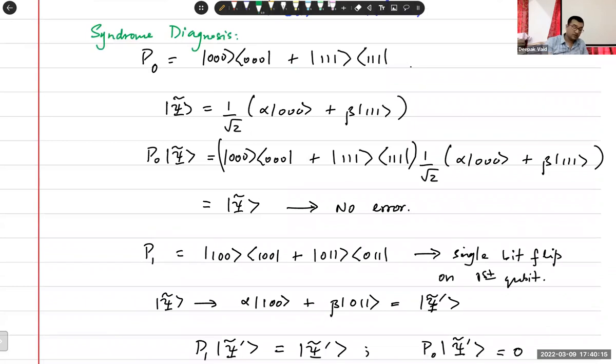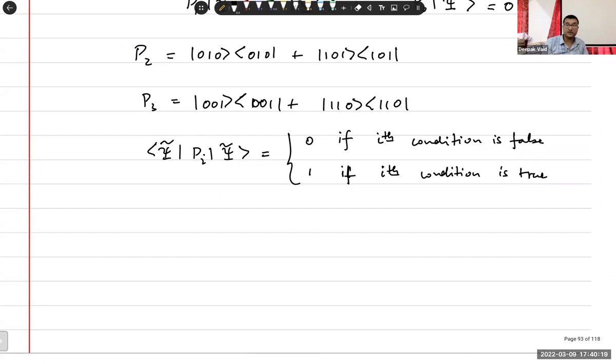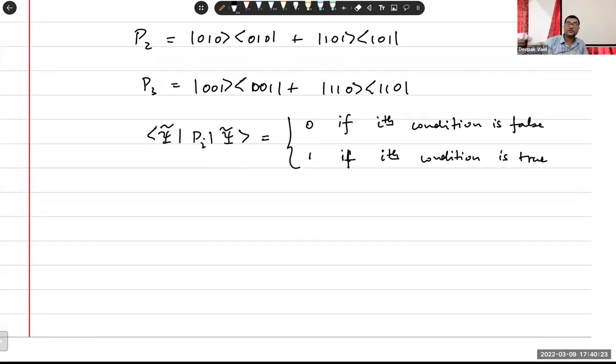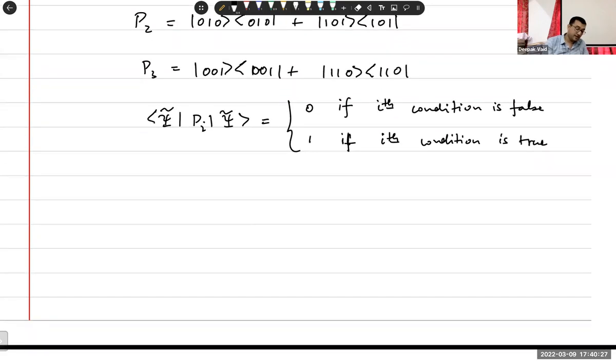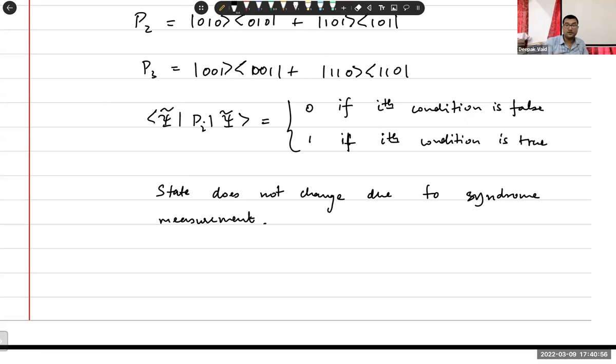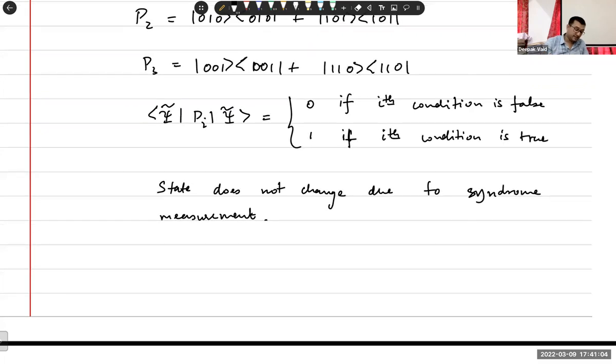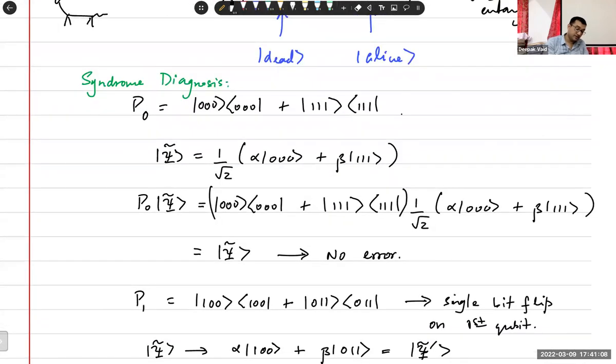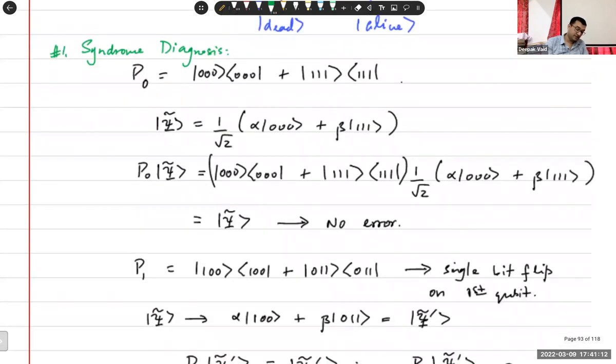Okay, now what is the nice thing about this syndrome diagnosis is the following. What happens to the state after you make the measurement, right? So if I make the measurement of any one of these projectors, right, the state does not change. State does not change due to the syndrome measurement. Okay. Now, so this is the first step, which is syndrome diagnosis. The next step is recovery.